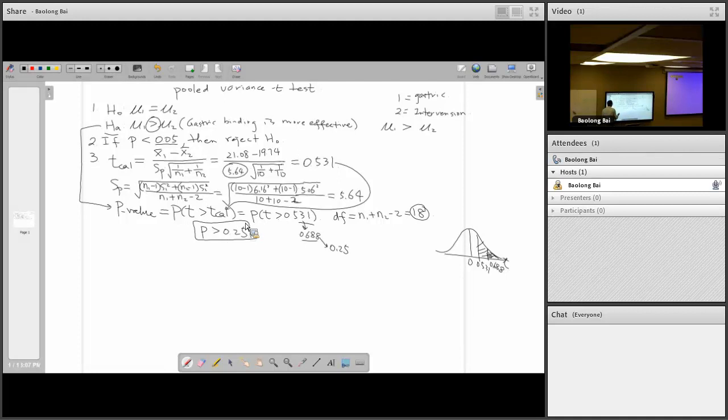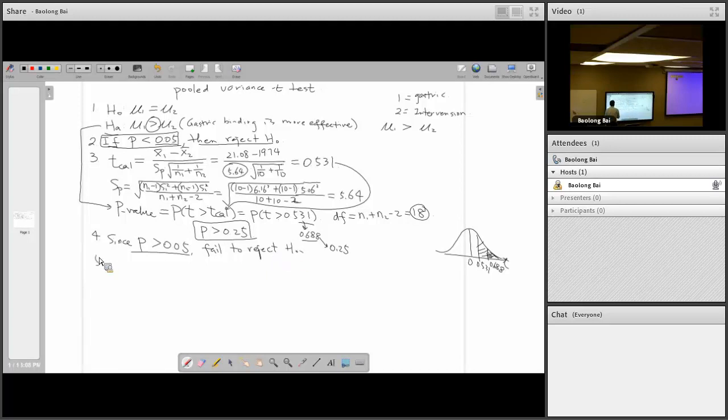Then step 3 is done. We find the p-value already. We'll go to step 4. So now you know what p is. You know what alpha is. You just need to make a decision on which one is bigger, right? The p-value is greater than 0.25, definitely going to be greater than 0.05. So in that case, we go back to the rejection rule. We're only going to reject if p is less than 0.05, but here it is greater than 0.05. We're not able to reject at all. So we're going to fail to reject.